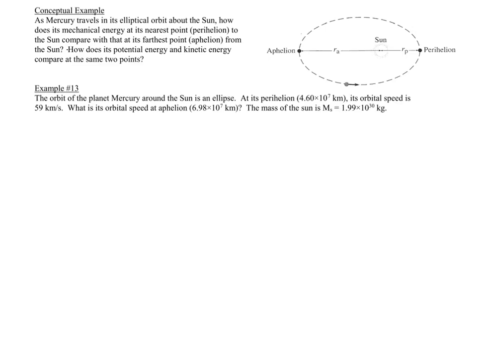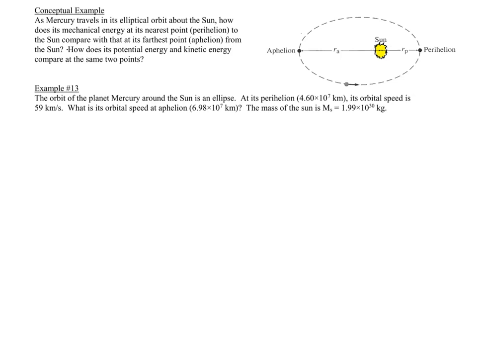Welcome to example number 13. In this example, we are looking at the planet Mercury, which is shown by this little black dot that is revolving around the sun in an elliptical orbit. You can barely see here, there is a little bit of an outline for a sun, so maybe I'll color that in yellow here.